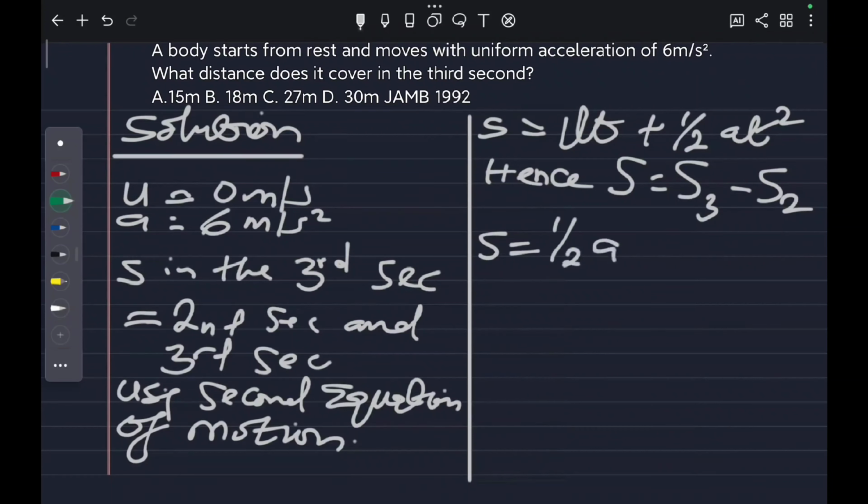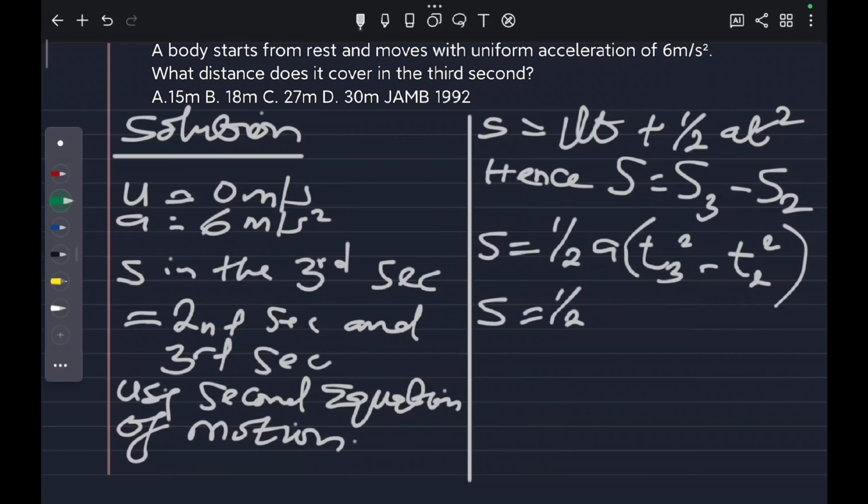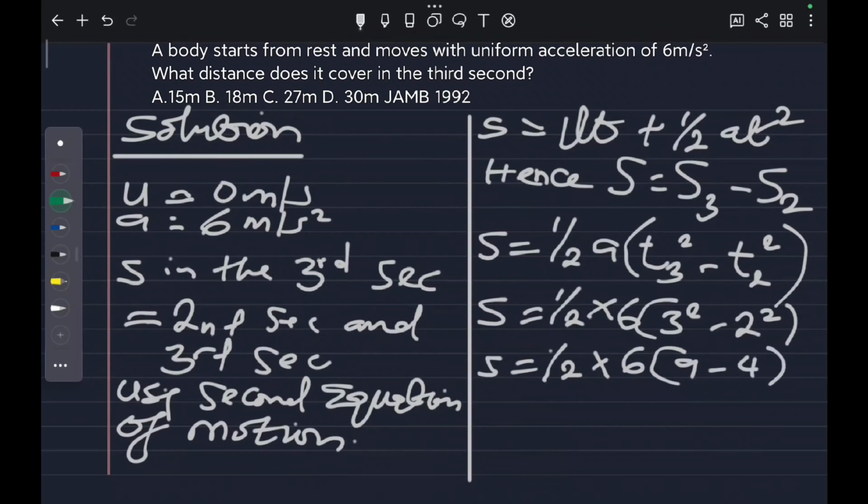By substitution, we have S is equal to half A into (T of 3 squared negative T of 2 squared). So that our distance is equal to, by substitution, 1 over 2 times 6 into (3 squared negative 2 squared). Close bracket. Using the process of BODMAS, we can say S is equal to half multiplied by 6 into (9 minus 4). So that S is equal to half multiplied by 6 into 5.